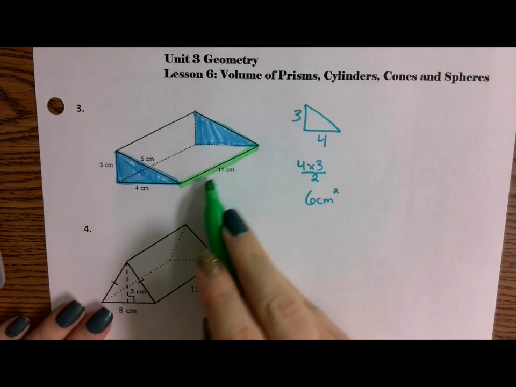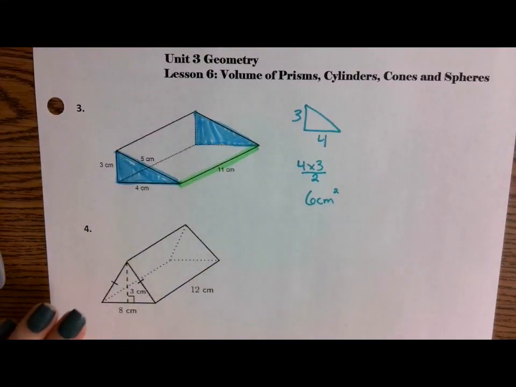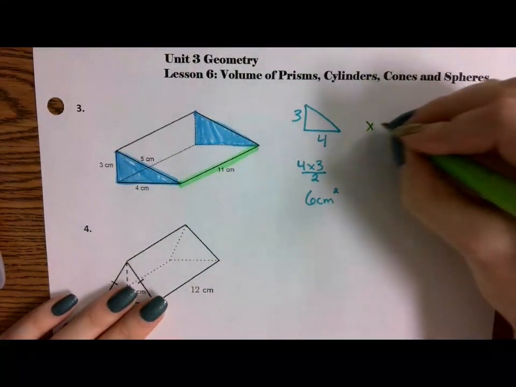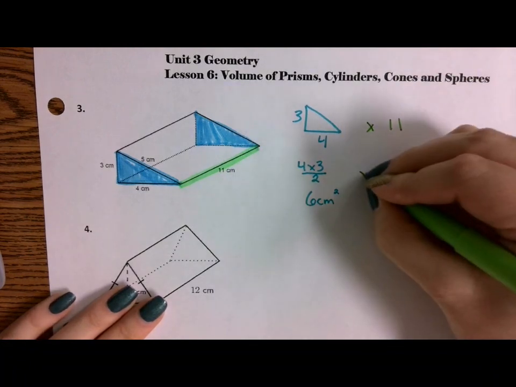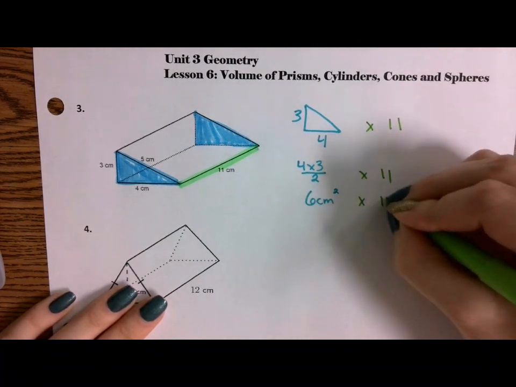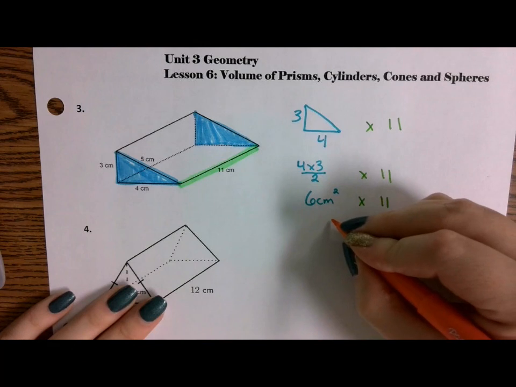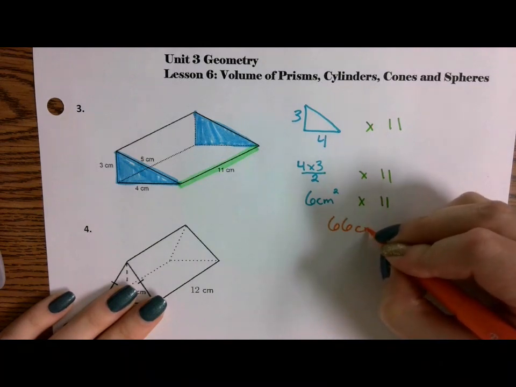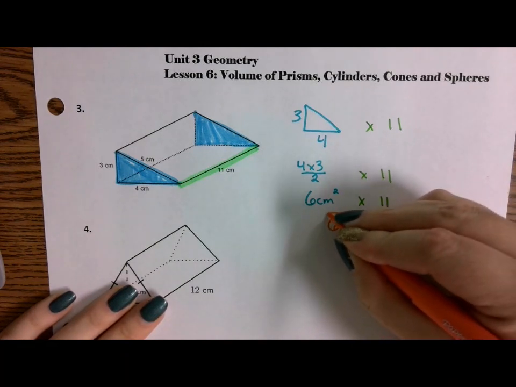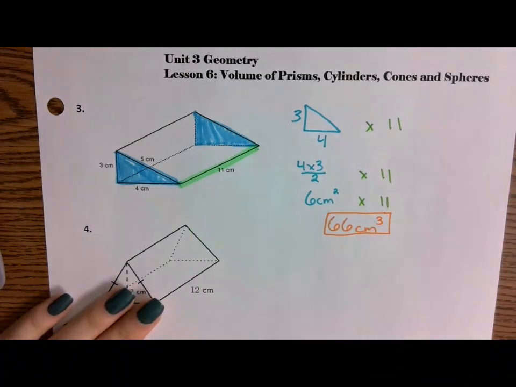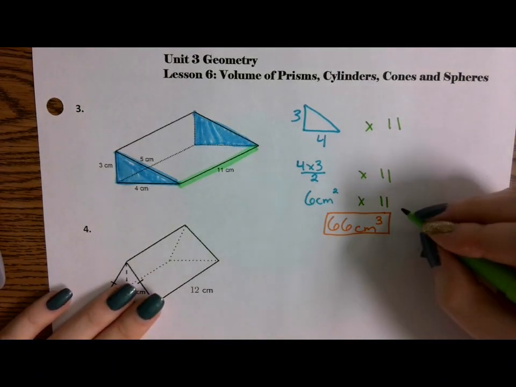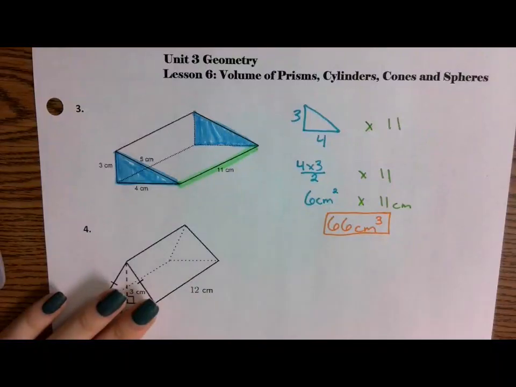That's still considered to be the height. That is still the height of the prism. So we are multiplying this by 11. So 6 times 11 is going to be 66. So we get 66 centimeters cubed, because we're doing centimeters squared times another set of centimeters, which gives us centimeters to the third power.